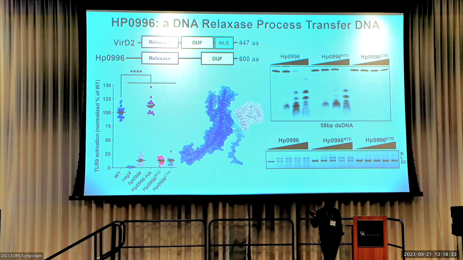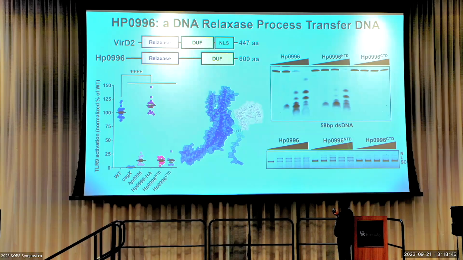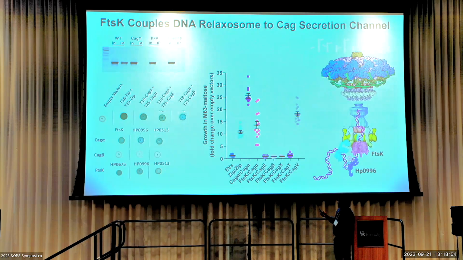Again, using the same reverse genetic approach, we identified a DNA relaxase that can cleave DNA at certain specific sites, and that is also directly involved in the DNA transfer from Helicobacter pylori to humans. And this is some biochemical analysis to show that this DNA relaxase actually cuts DNA at particular sites. Also, using protein-protein interaction studies, we show that this FtsK protein is directly responsible for recruiting the excised DNA into the Cag secretion channel.